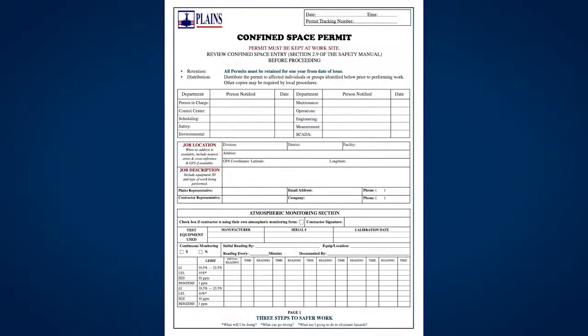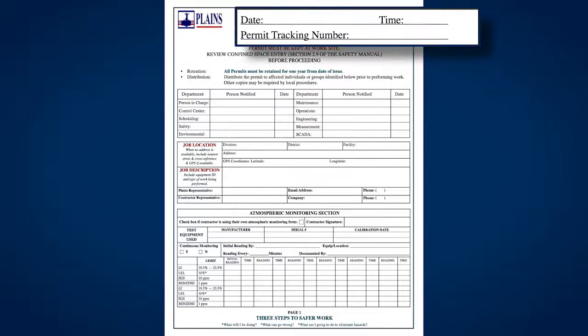Now let's take a look at the confined space permit. We explained how to accurately complete the top half of the first page of the confined spaces permit when we talked about the parts of the permits that will be identical, except on this permit, the time that the permit begins will also be entered in the box located in the upper right-hand corner.